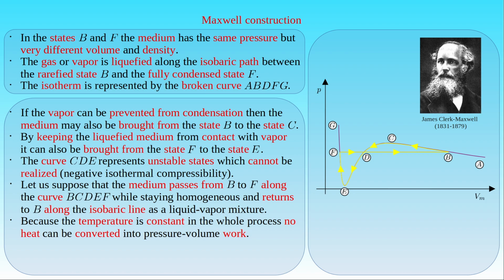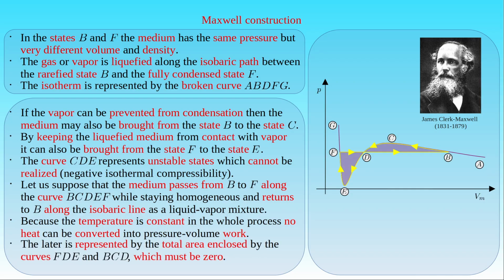As a result, no heat can be converted into pressure-volume work during the thermodynamic cycle. The pressure-volume work done in the process is given by the total area of the closed curves F, D, E, and B, C, D in the pressure versus volume diagram, where the sign of the area is determined by the direction of the path along which the system evolves. The total area representing the work is then the area of the closed curve F, D, E, minus the area of the closed curve B, C, D, which must vanish as no net work is done in the isothermal process.